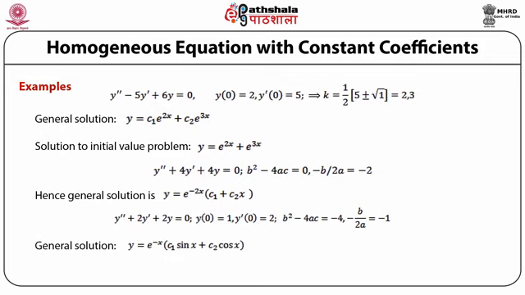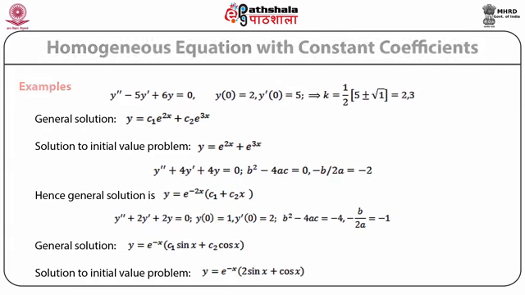So, the general solution in this case is given by y is equal to e raised to power minus x within the brackets c1 times sin x plus c2 times cos x. And the solution to the initial value problem is y is equal to e raised to power minus x times 2 times sin x plus cos x.